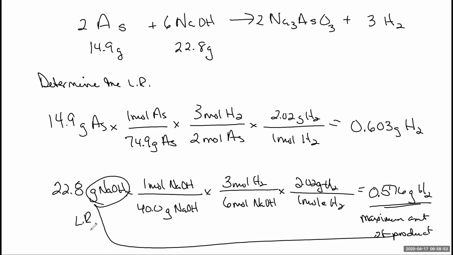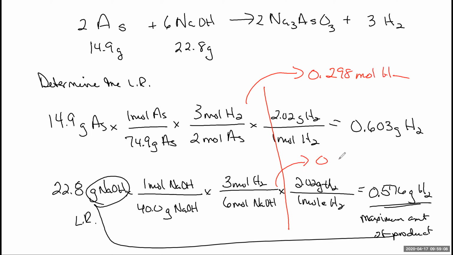Again, if you didn't go all the way through, if you stopped here and got to the number of moles right here, you should have gotten 0.298 moles of hydrogen. And if you stopped here, you would have gotten 0.285 moles of hydrogen. And again, this is smaller. And so again, it would have led you to this being the limiting reagent.